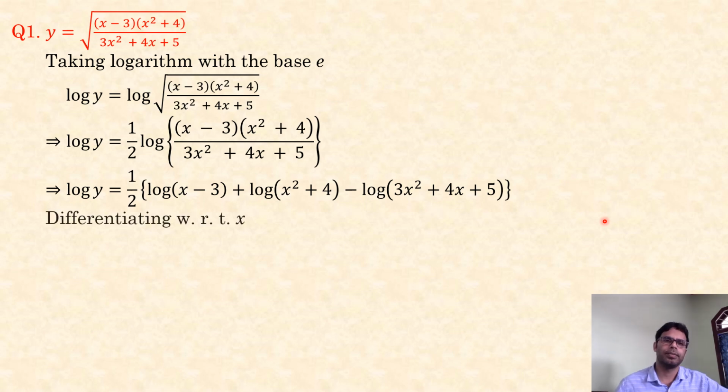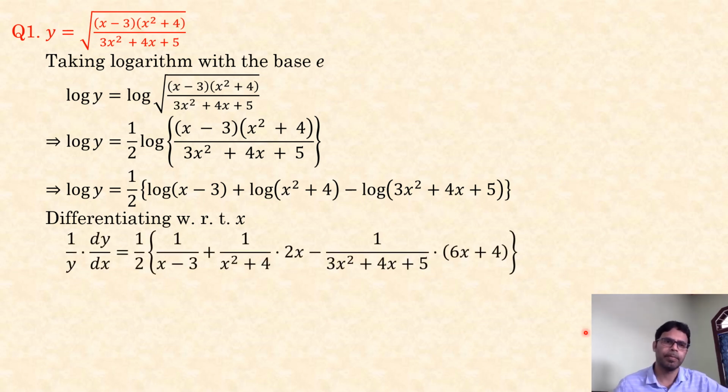So now differentiating with respect to x. You have to write this line because the function is in implicit form. What is the cause? Because y is inside the log, so it is in implicit form. So differentiating with respect to x, log y differentiation is 1 by y, and for y differentiation is dy/dx, is equal to half, constant remaining the same. Log of x minus 3 differentiation is 1 by x minus 3, you know the formula, into d/dx of x minus 3, which is simply 1. x is 1 and 3 is 0, so it is simply 1, and that is why I am not writing it here.